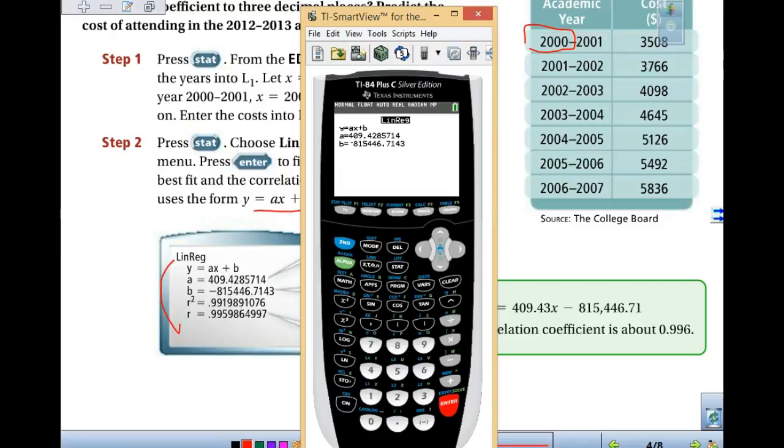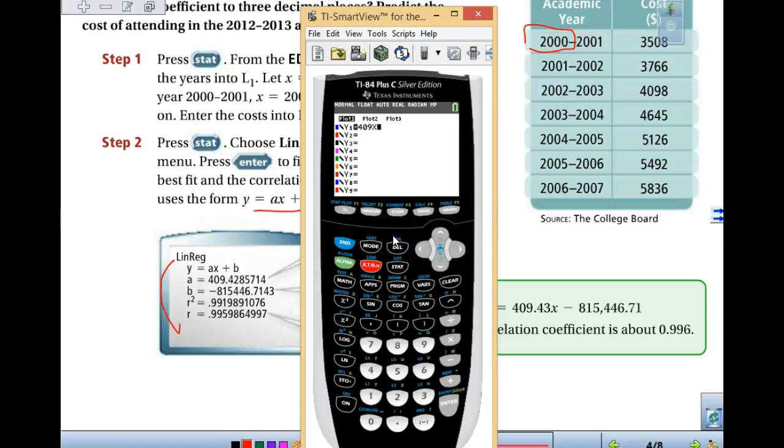409. And my y-intercept is about a negative 815,446. We are going to go right now to your y equals. Go to y equals. Please put in 409x. Where's the X? X is right next to the alpha. Mine's up here in red.